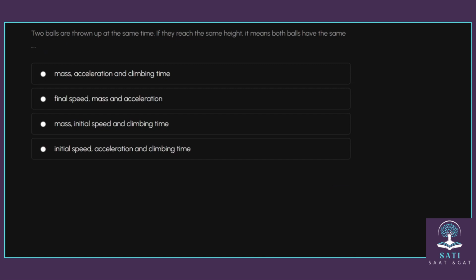Two balls are thrown up at the same time, if they reach the same height. The question says if they reach the same height. It means both balls have the same what? Okay. What affects it when I throw two objects up?